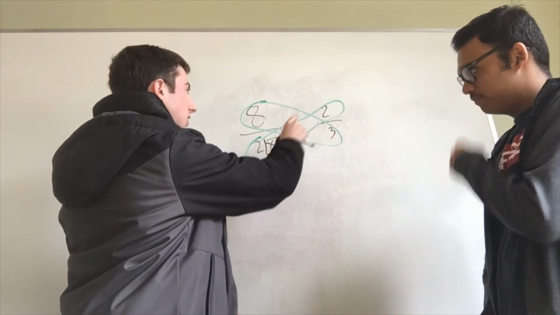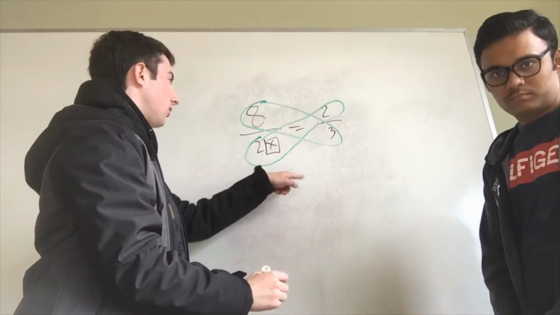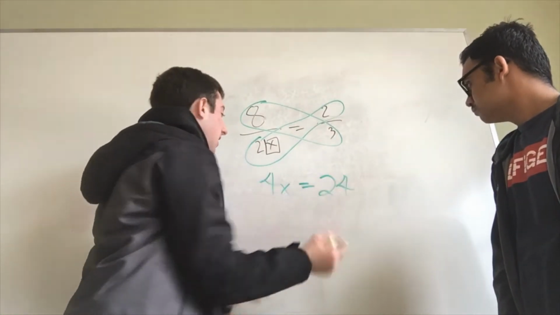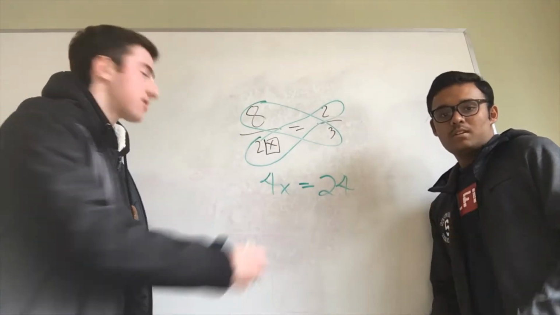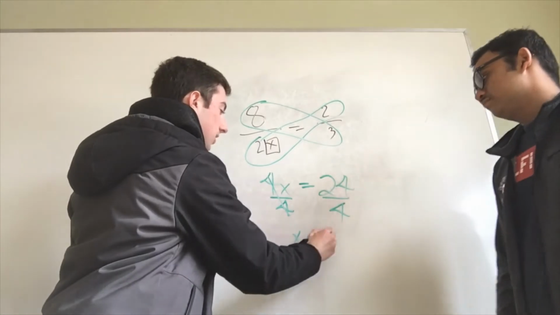In this case, if we take 2x and 2, multiply that out, we'd be left with 4x on one side. 8 times 3 would get us 24. And just like any other algebraic equation, if we're trying to solve for x, then we just divide by 4. 24 divided by 4 gets us x equals 6.